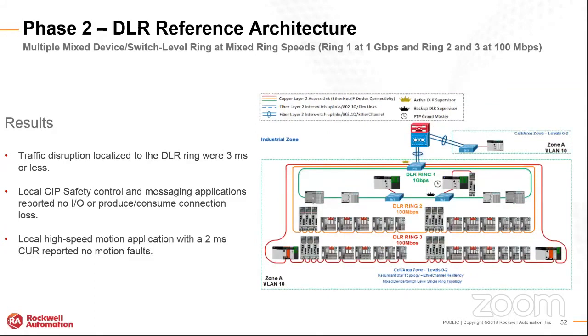So the other thing you can do with the 5400 multi-ring is have mixed ring speeds. One of those rings could be a 1 gigabit ring, and the other one could be a 100 megabit ring. Of course, you still can't have mixed speeds on the same ring, but you could have 3 rings, each running at a different speed.